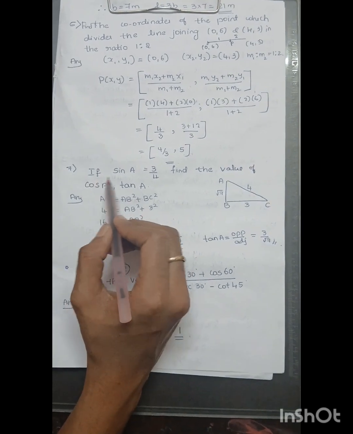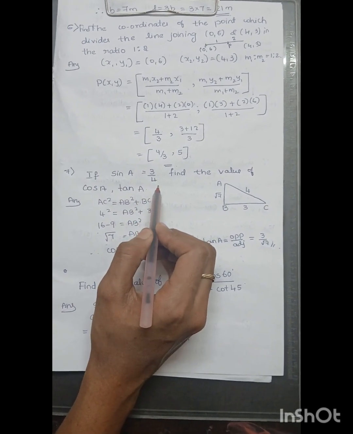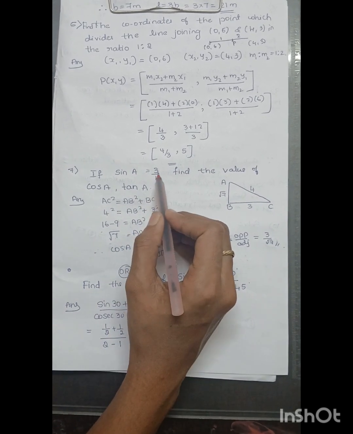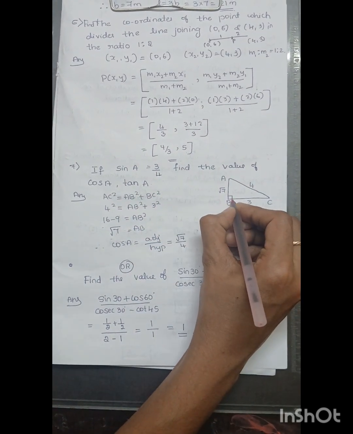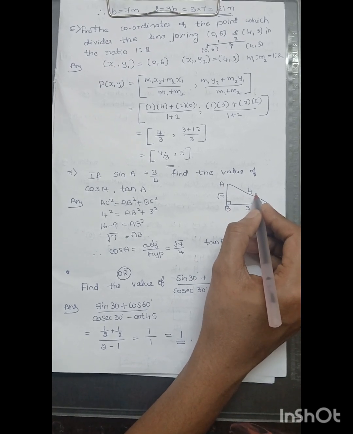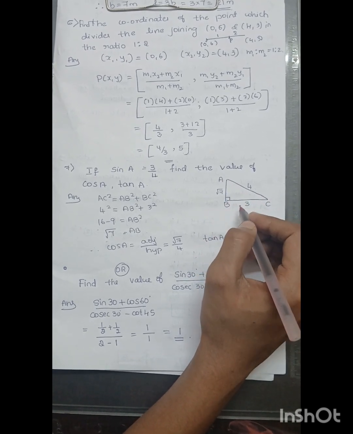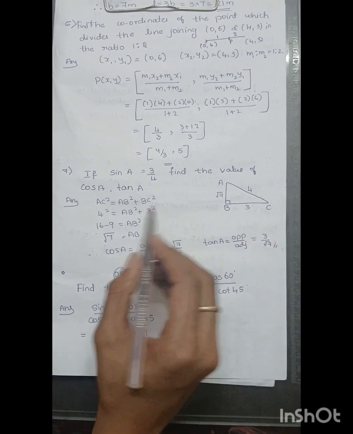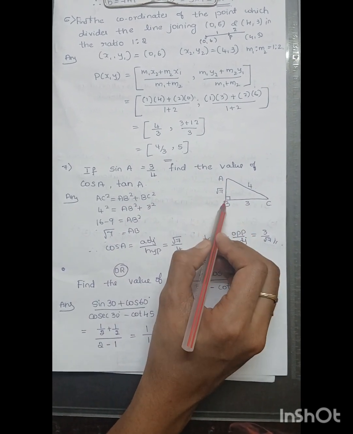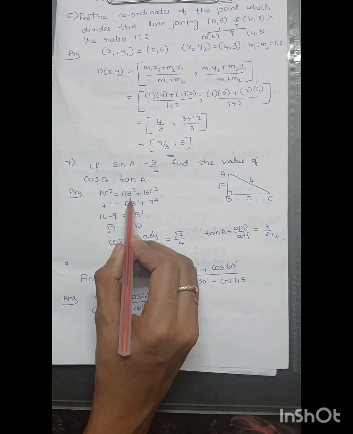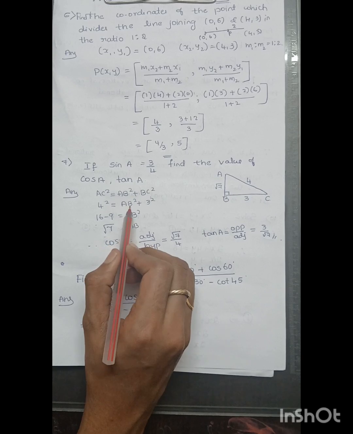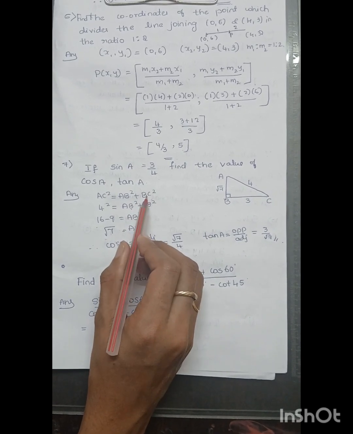Next question. If sin A is equal to 3 by 4, find the value of cos A and tan A. Sin A we know that, here B I will take as 90 degrees. Sin A means opposite side by hypotenuse. We have to find the adjacent side by using Pythagoras property. Pythagoras property says square of hypotenuse equal to sum of squares of the other two sides. So AC square equal to AB square plus BC square. AC value 4 square equal to AB square, we have to find, plus 3 square.